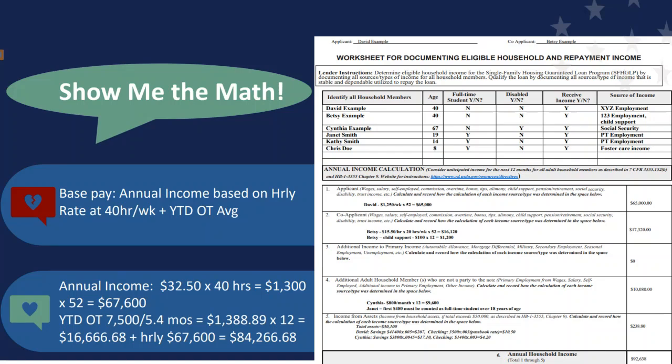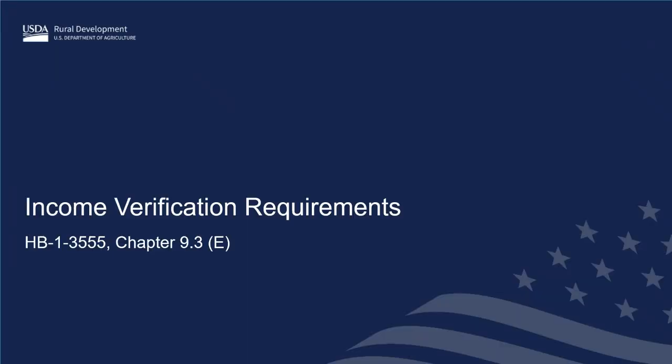An excellent example of a case study is found in the attachment 9C, which is the form shown on the screen. In this example, we have a husband and a wife, a grandmother, and 3 children. There is a variety of income sources represented here, so I encourage you to review it for exercise. You can find it in Chapter 9. Let's continue with the income verification requirements. This information is available in Chapter 9.3, Section E.